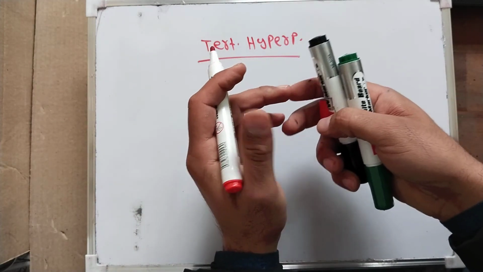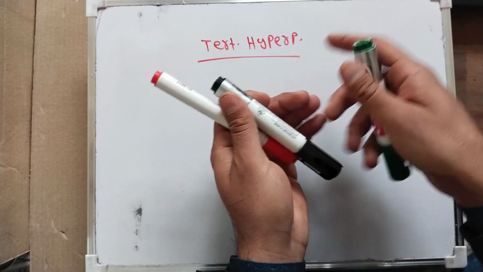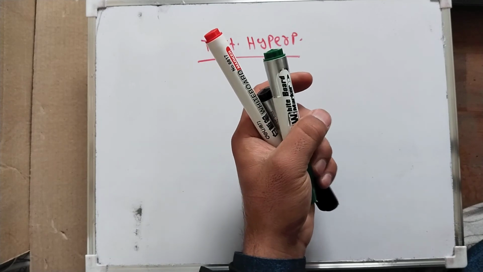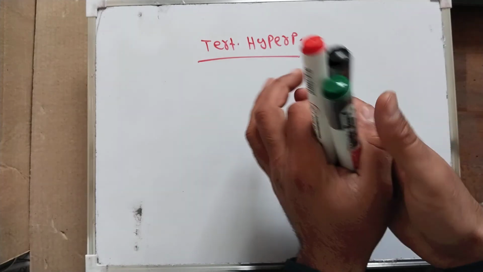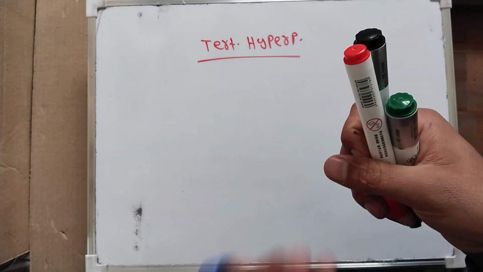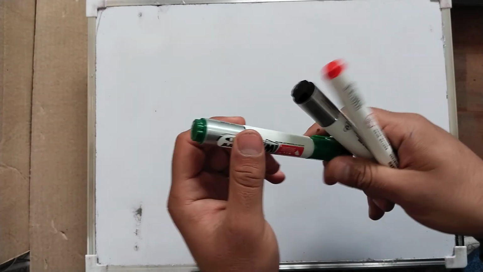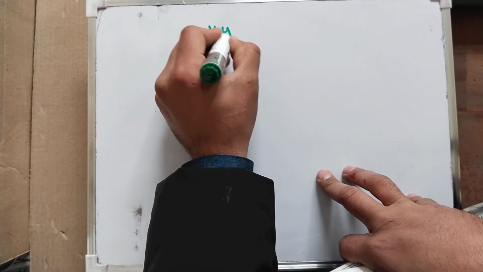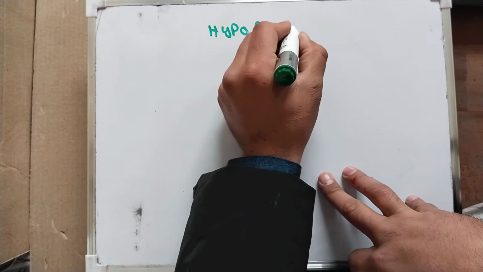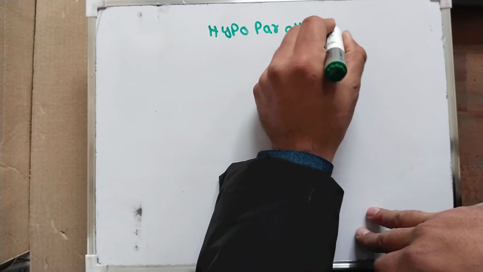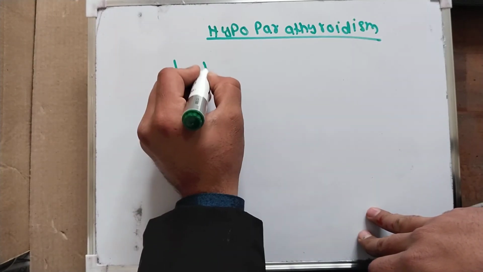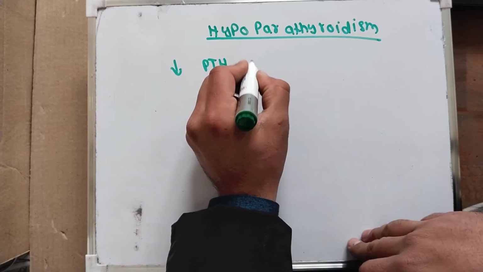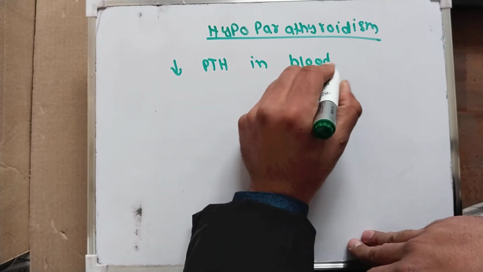Now we have tertiary hyperparathyroidism. Tertiary hyperparathyroidism occurs whenever there is a very extreme secondary hyperparathyroidism. As a result of this extreme hyperparathyroidism, we have tertiary hyperparathyroidism. Now let's shortly talk about hypoparathyroidism. What does it mean? That there is decreased PTH in the blood because a little amount of PTH is produced.